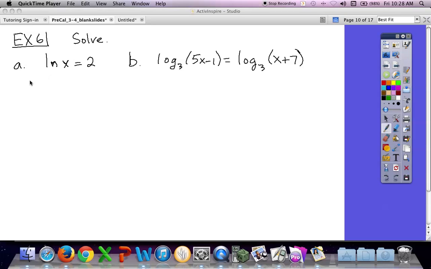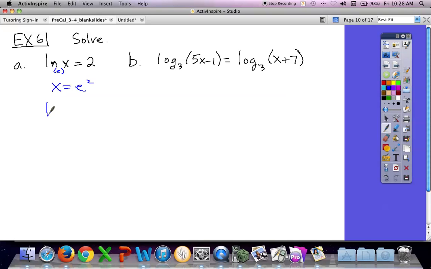It's e, right? When you see the ln in your mind, you're thinking, okay, there's the e there, right? It is assumed that there is a base of e. So you're going to say e squared equals x. Okay. Now, this is what the book means when they say exponentiate both sides.